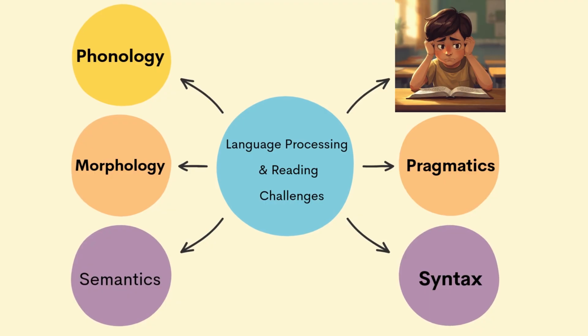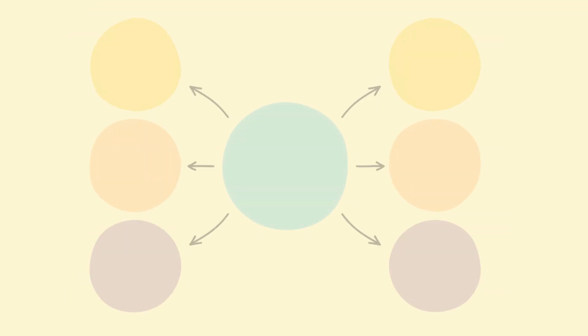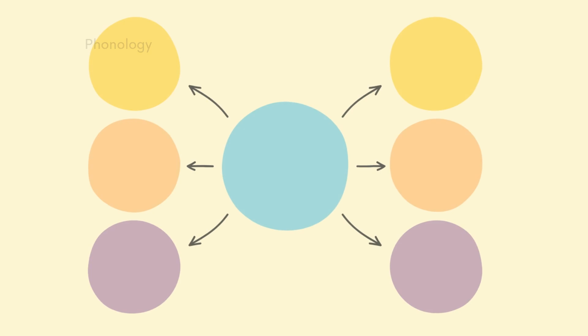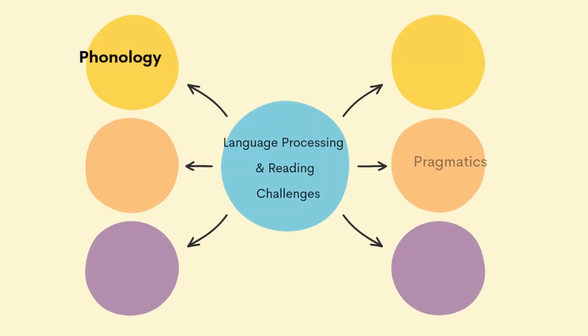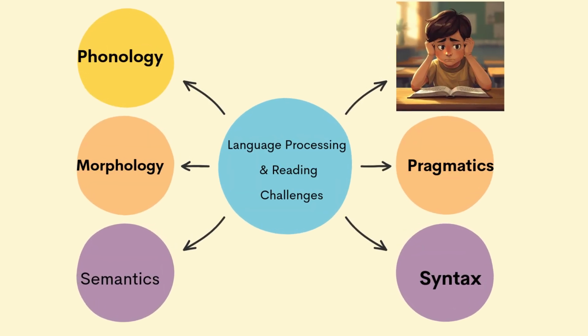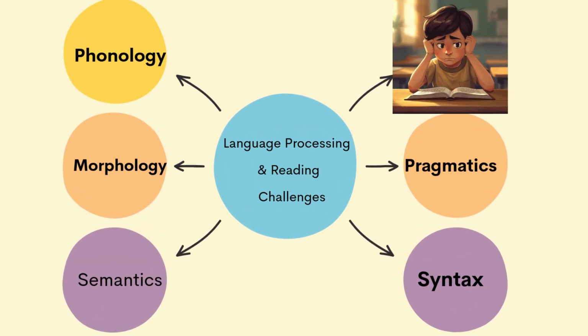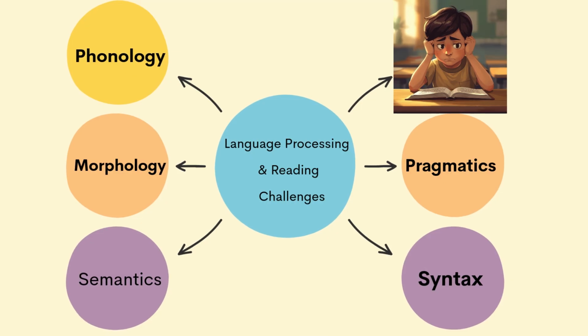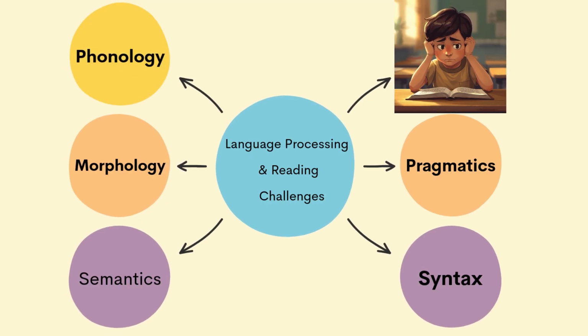Here are the 5 domains. The first one is phonology, then we have morphology, semantics, syntax, and then, of course, pragmatics. So, research by neuroscientists, speech pathologists, and educators has shown that the 5 language processing domains are interrelated in reading development. As a result, a deficit in one domain may contribute to reading difficulties in children.